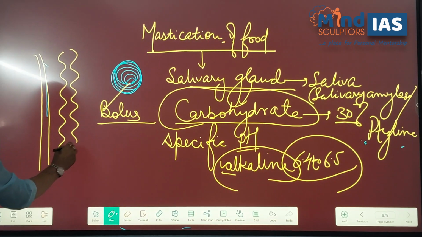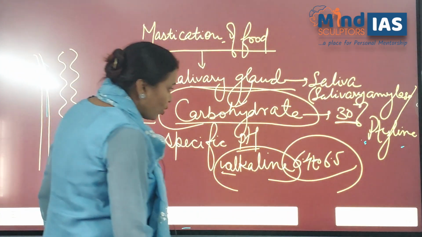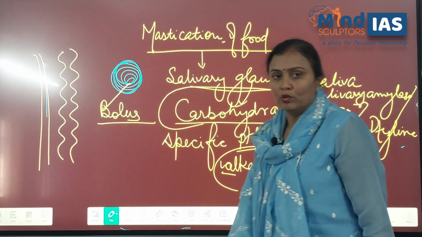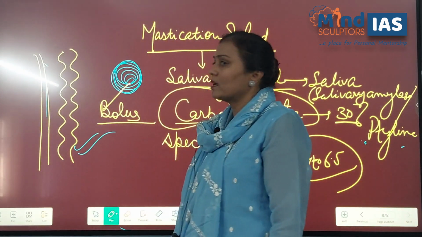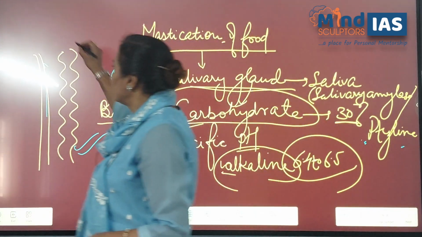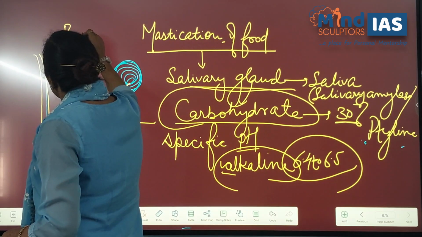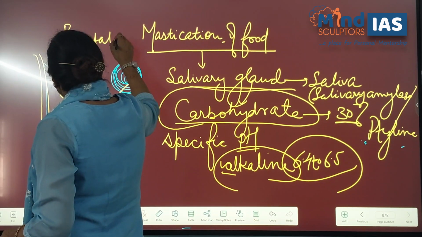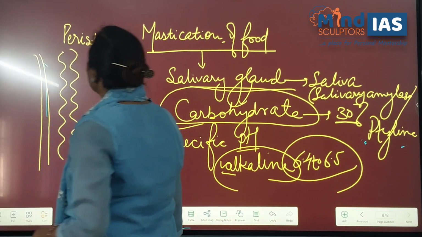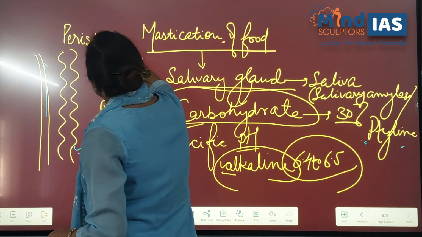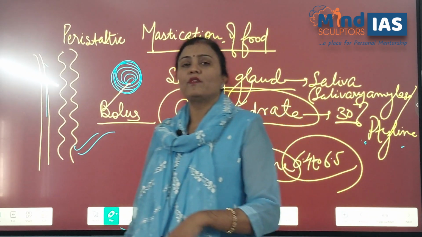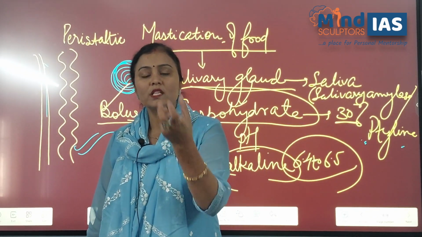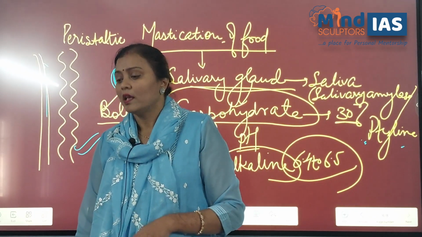Okay. Somewhere it is contraction, somewhere it is relaxation. So food moves from the mouth into the stomach with the help of the esophagus through a movement called peristaltic movement. With the help of this peristaltic movement, this bolus moves from the esophagus to your stomach.